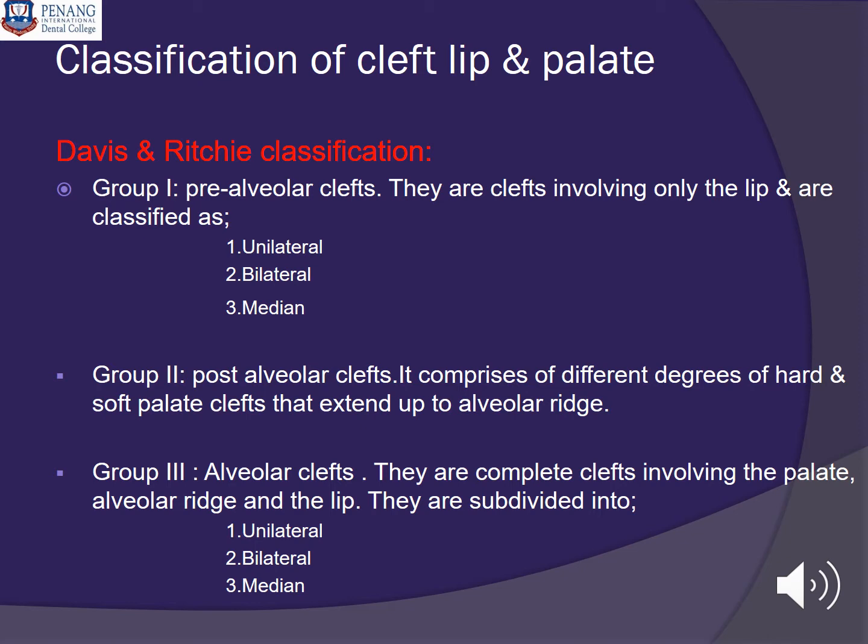Group 2 is the post-alveolar cleft. It comprises different degrees of hard and soft palate cleft that extend up to the alveolar ridge. And then group 3 is the alveolar cleft. These are complete clefts involving the palate, alveolar ridge, and the lips, meaning that the cleft is continuous from the palate to the alveolar ridge up to the lip. They can be subdivided into unilateral, either right or left, bilateral, both sides, right and left, and median at the middle of the midline.